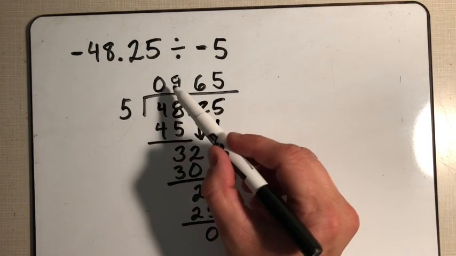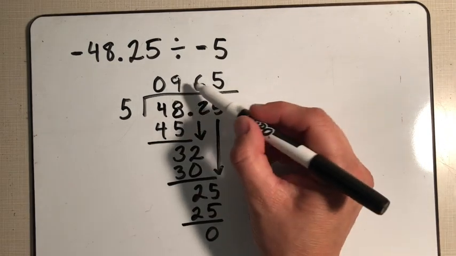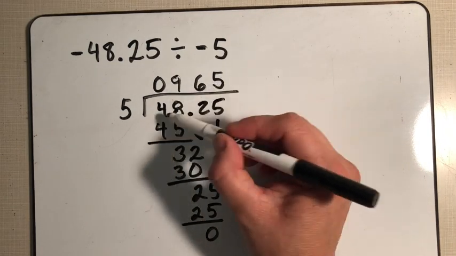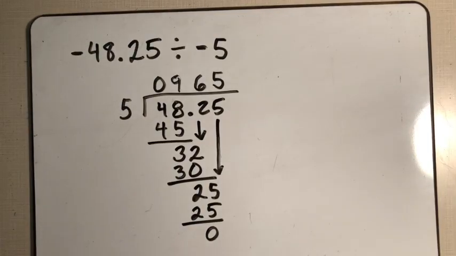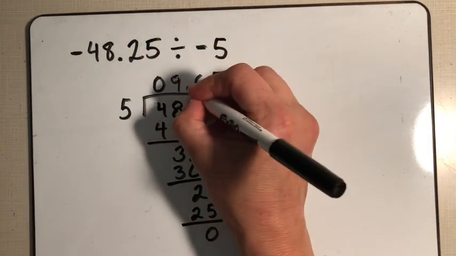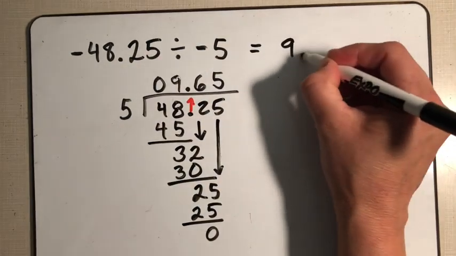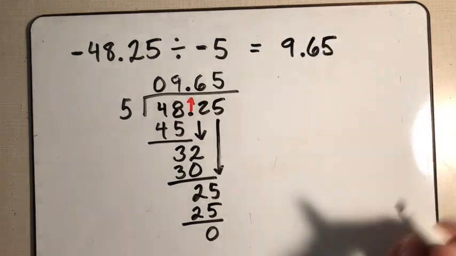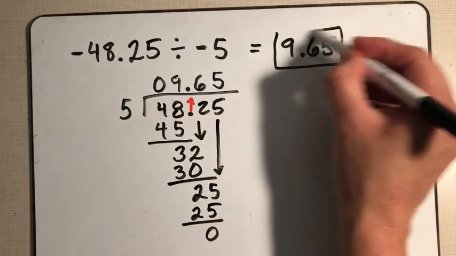So my answer is 0965, but that's a huge number, 965. I'm not going to give $965 to each person. I only had $48.25 to start with. So you've got to make sure you pop that decimal up into your answer. So our answer is going to be 9.65. And a negative divided by a negative is a positive.